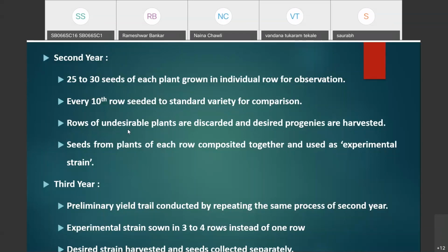Every 10th row is seeded to the standard variety for comparison. Okay, the rows of undesirable plants are discarded, and the desired progenies are harvested.